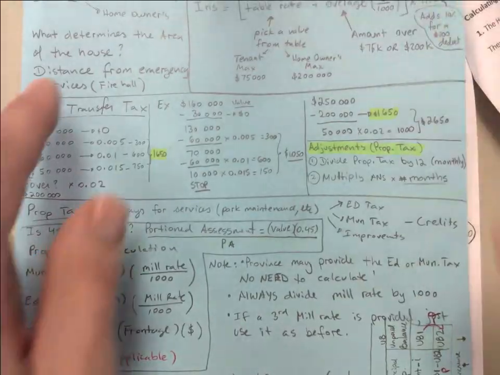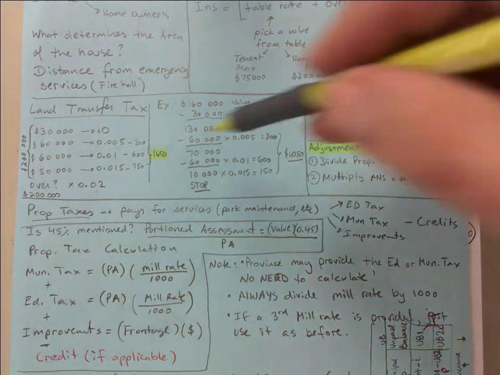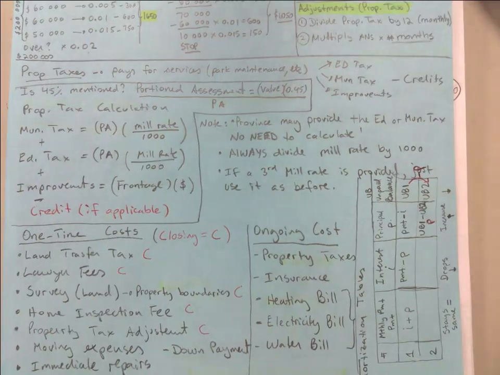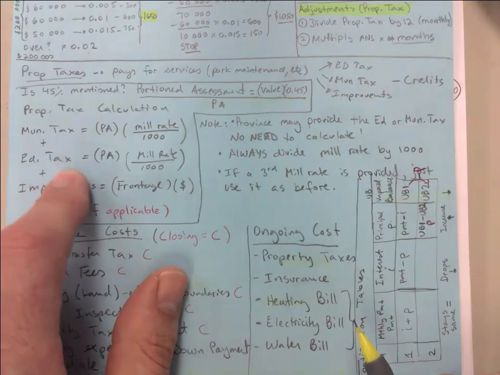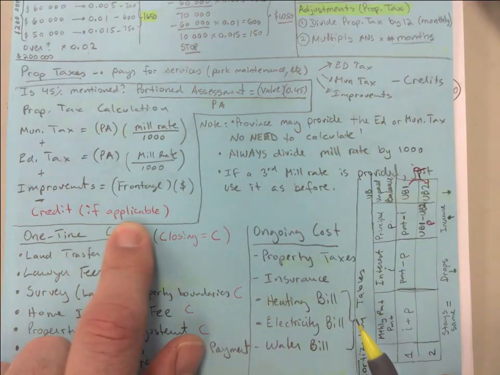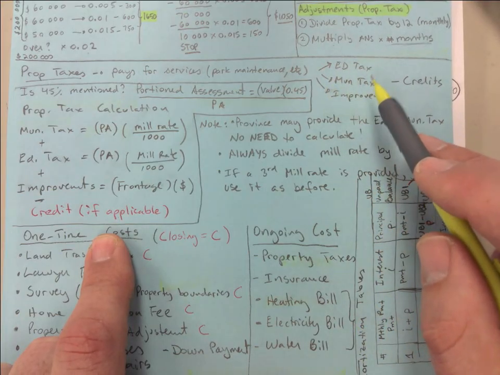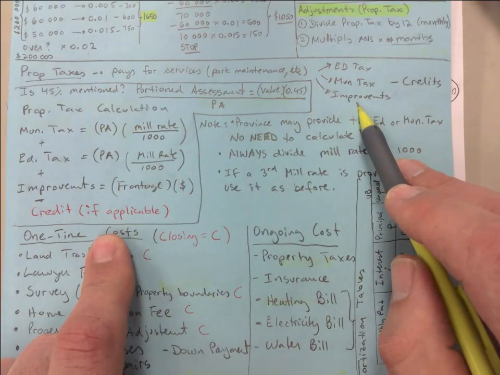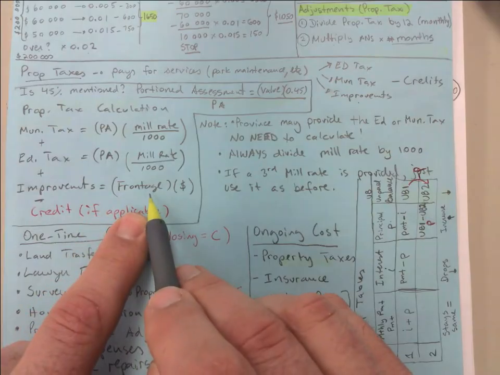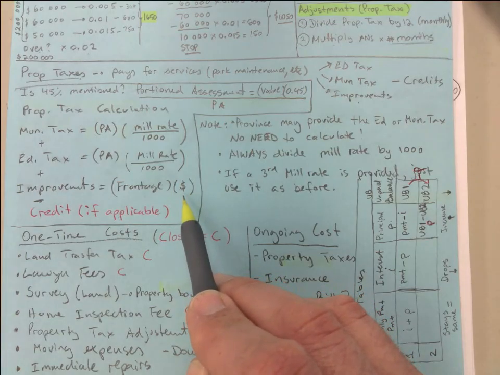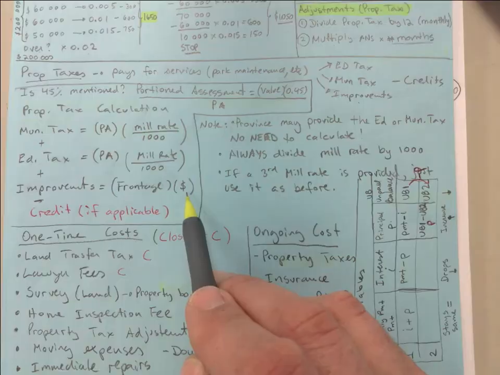We've got land transfer tax. I have a few examples on how to do it. Do you remember your property taxes? No, maybe not. You need to look that up. Credit if applicable. And usually it's education tax, municipal, and any improvements. When it comes to improvements, you take your frontage and you multiply it by the dollar amount. I can tell you that this one, the province usually gives you the dollar amount. They will not give you a table, usually.